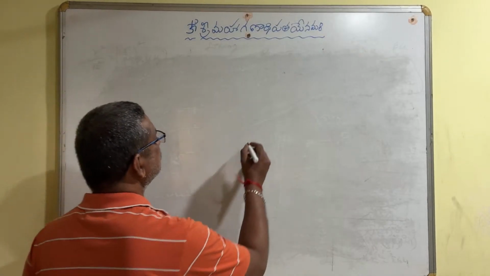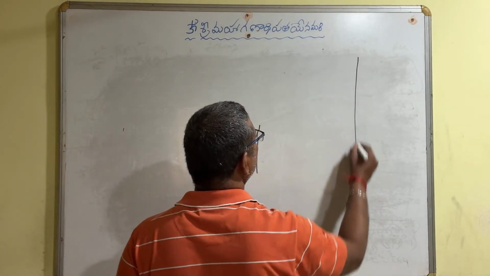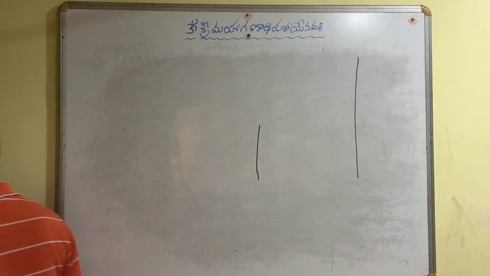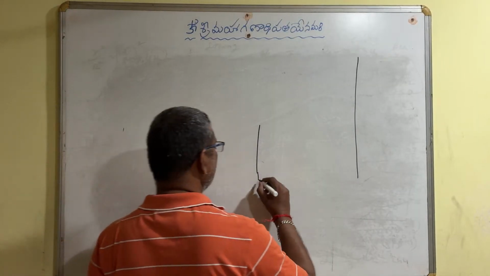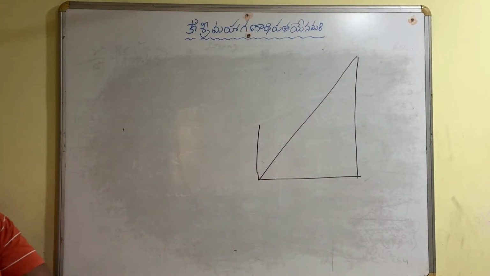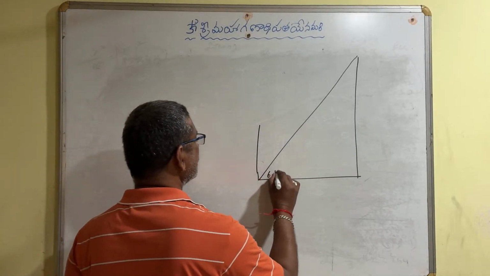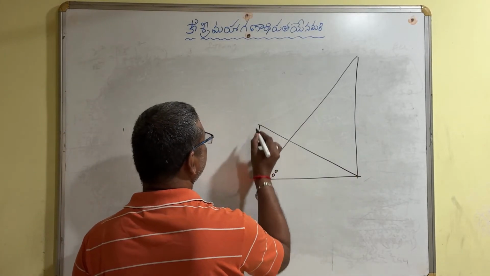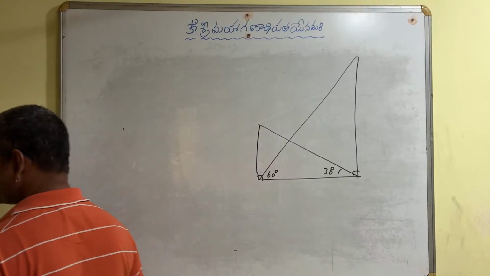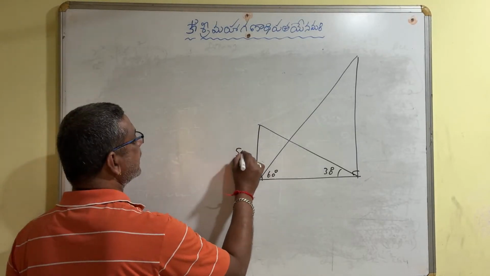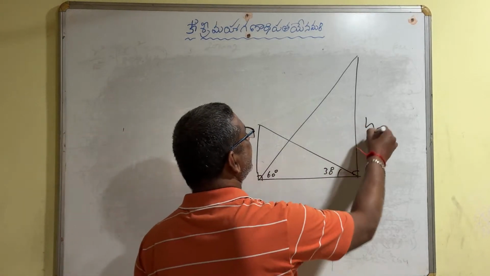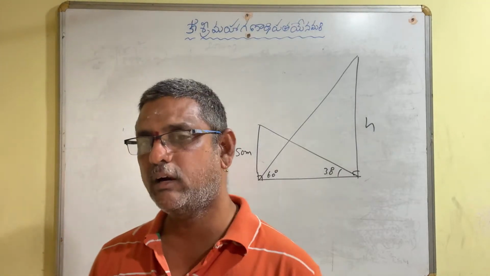Tower, hill. From here, the angle of elevation from the foot of the tower to the top of the hill is given as 60 degrees, and from the foot of the hill, the elevation of the top of the tower is given as 30 degrees. The height of the tower is 50 meters, and we need to find the height of the hill. So first find the height of the hill, children.